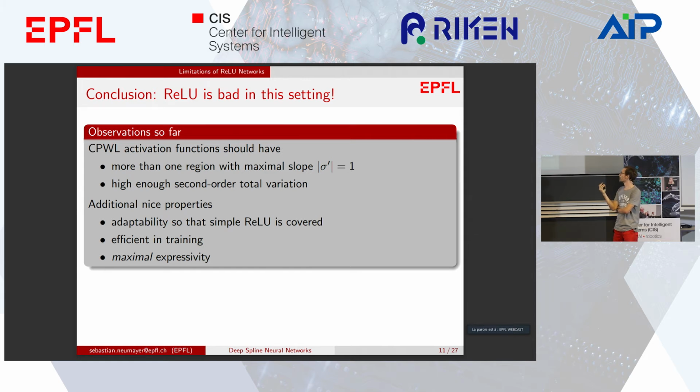Here it would be nice if they are adaptable, in the sense that the ReLU is also included, if we want to train them. So it will be a parameterized activation function. It should be efficient to train. It doesn't help if we have a framework which is nice theoretically but not useful in practice. And it should have, in some sense, the maximal expressivity among these component-wise functions.